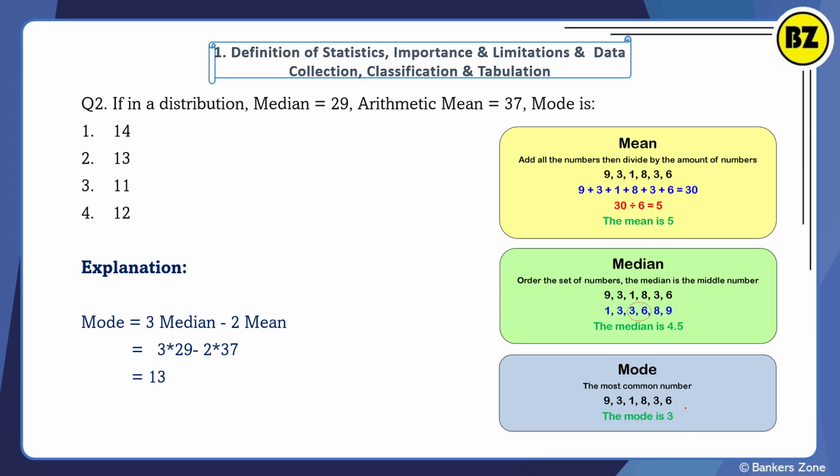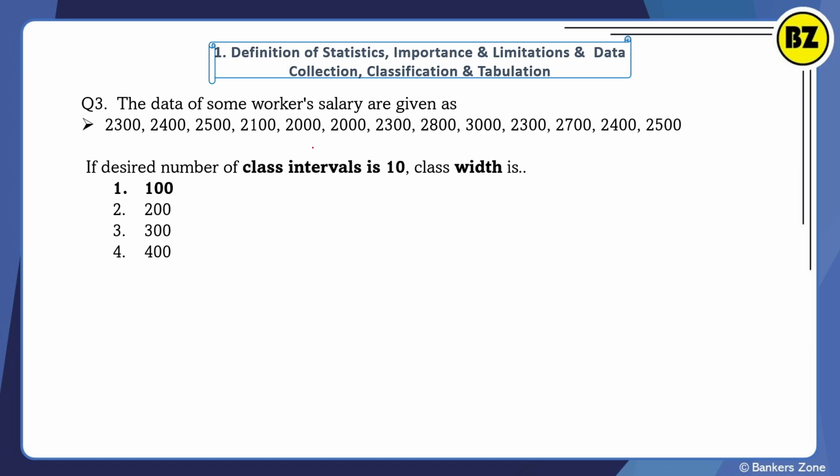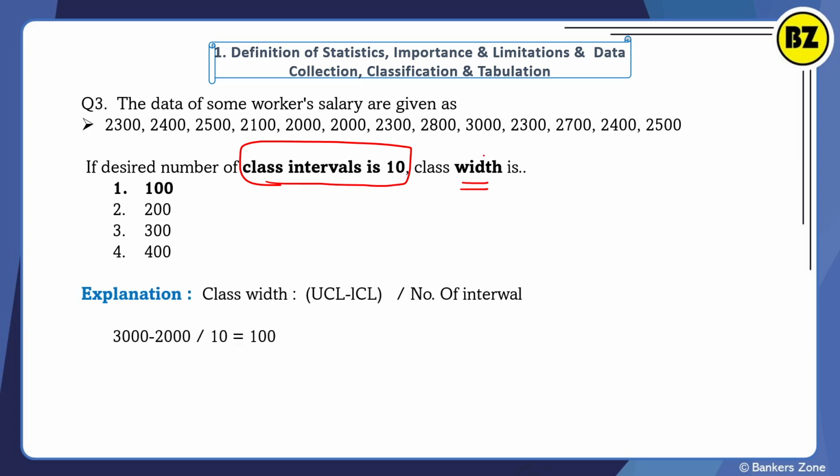Very easy. Now see, next question: the data of some workers' salaries is given. If the desired number of class intervals is 10, what is the width of the class? Now see what they have given. They have given that the number of class intervals is 10 and we have to find the width. For that purpose we have the formula: class width is nothing but the upper class limit minus the lower class limit divided by the number of intervals.